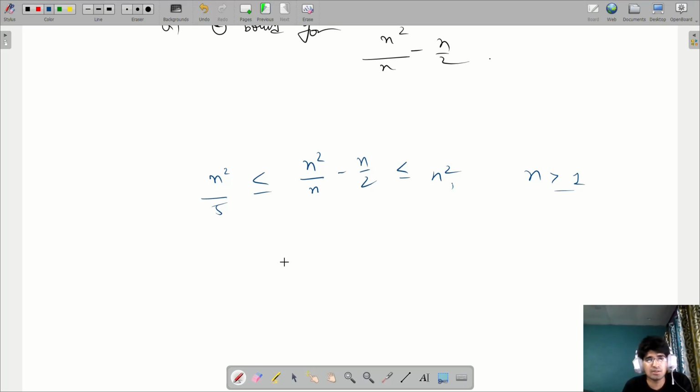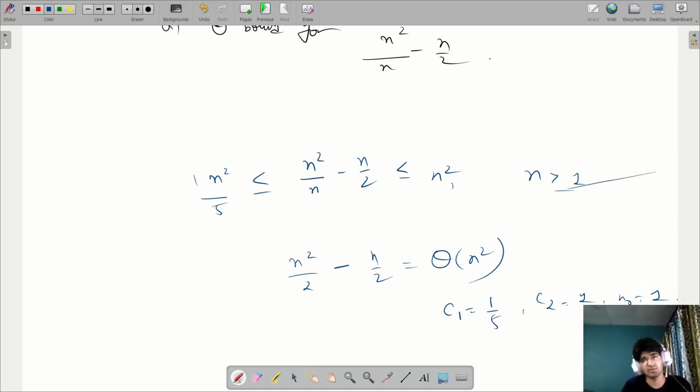So n square by 2 minus n by 2 will give me a theta of n square, right? And what's the value of c1 now? C1 will be 1 by 5, right? What's the value of c2? C2 is going to be 1. What's the value of n naught? That's going to be 1. Isn't it really simple?